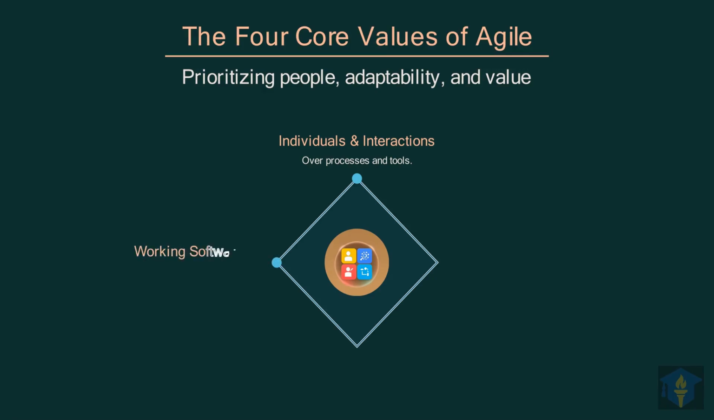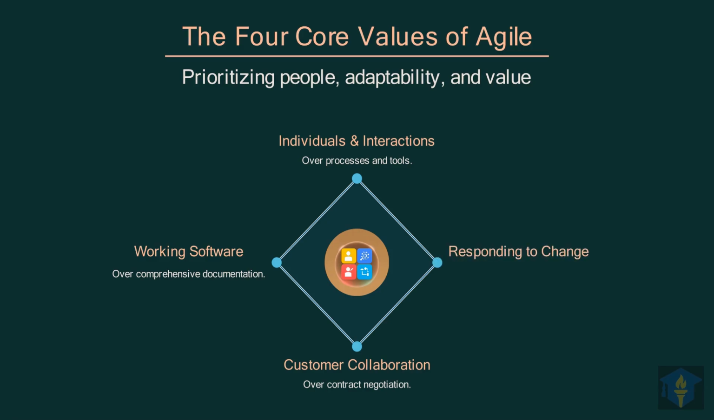The second value prioritizes delivering working software that provides immediate value. It means we value functional, working software more than extensive, exhaustive documentation. Third, customer collaboration is paramount, ensuring the product truly meets user needs. This means actively collaborating with customers rather than just negotiating contracts.